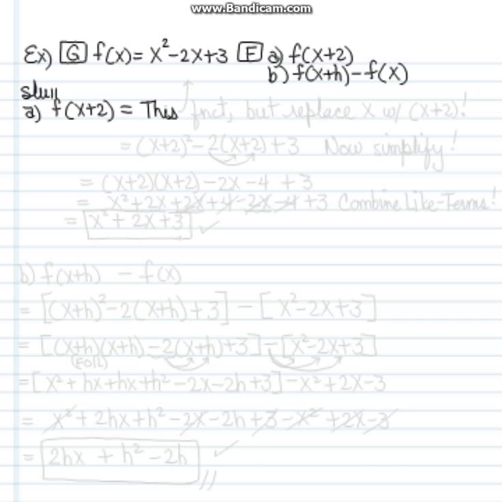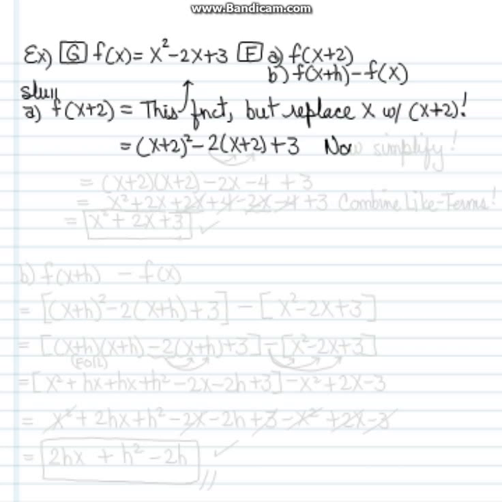So this is equal to the function that's given up here, but we replace the x, leave a parenthesis, and replace it with x + 2. Okay, let's do it. It's (x + 2)² − 2(x + 2) + 3. Now you see that? We took out the x's and replaced them with parentheses and plugged in the x + 2. Now we're going to simplify.